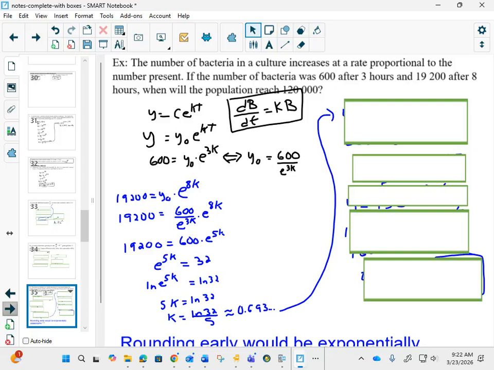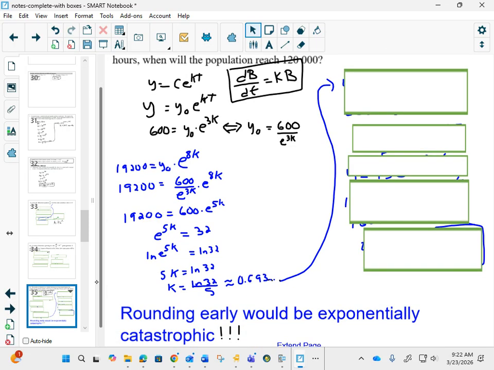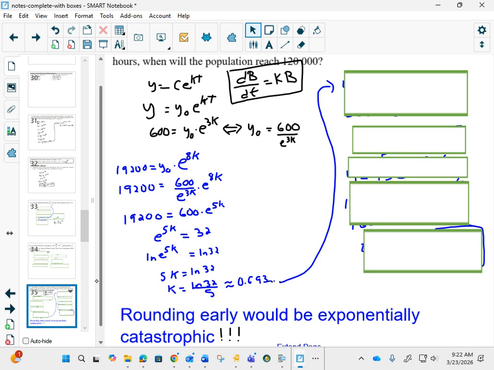So we use natural log of both sides to solve for k. I like to put dot, dot, dot to show that I'm going to store my number and use all of the decimal places. And this is an example where rounding early, because you're dealing with an exponential equation, can be really catastrophic. I took a course in university that looked at the limitations of calculators, because in exponential equations, rounding is more catastrophic than in linear or quadratic equations.